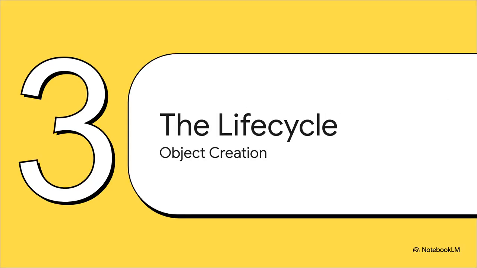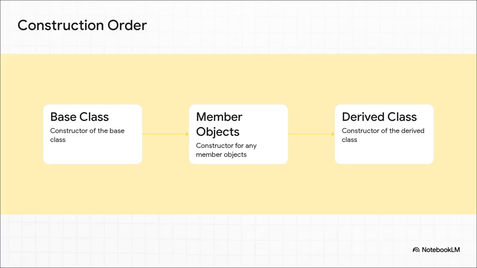Next up is section 3, the life cycle, focusing on construction and destruction. Think about it like this. You literally cannot build a house without laying down the foundation first, right? Well, C++ feels exactly the same way. When an instance of a derived class is created, the compiler enforces a very strict order. Step 1. The constructor of the base class is called first. The foundation has to exist.